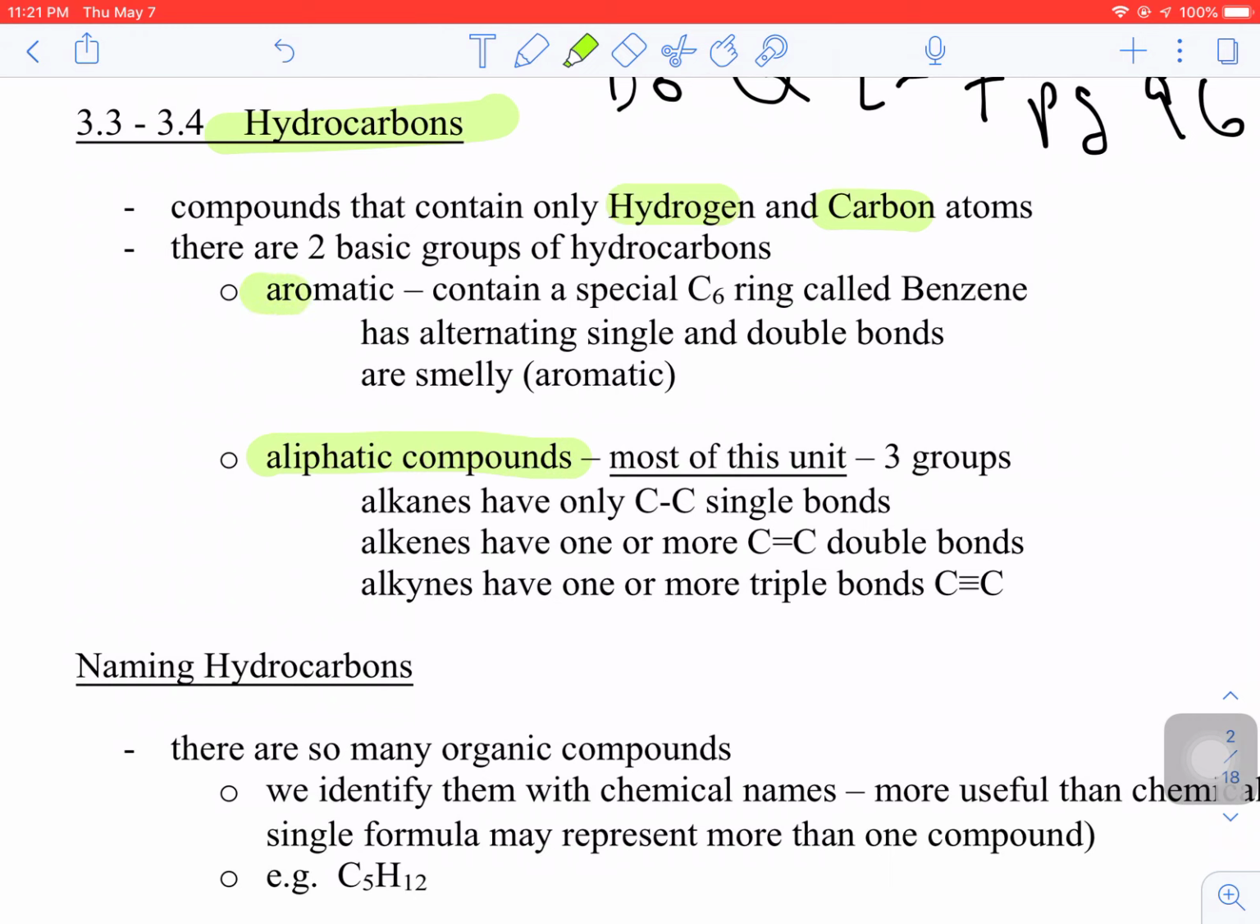But the other group are called aromatic compounds. Aromatic means they have an aroma or a smell. Smell can be a good thing or a bad thing. And we're going to see that some aromatic compounds smell really nice, and some are maybe not smelling so nice, like really gross.